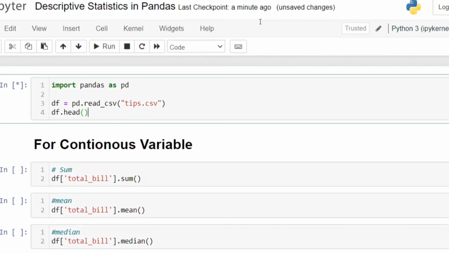Import pandas as pd, and I'm reading the tips.csv file and storing it in the df data frame. First, we are going to start with the first one. What are the things we have discussed till now in statistics?